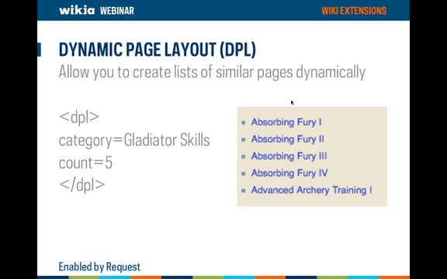The most common form of DPL is just a standard bulleted list of pages. It requires a certain level of selection criteria, which is typically a single category, but can include several categories or specific pages. For example, IonWiki uses it to display information such as skill or quests. Here you can see we are displaying a simple list of 5 skills from the Gladiator Skills category. This extension is not enabled by default and must be requested.